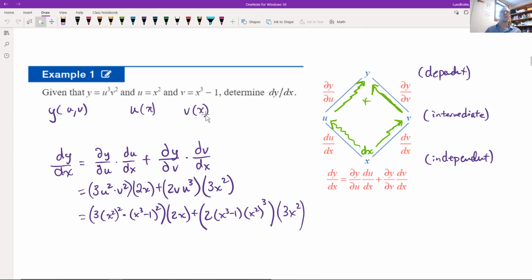And here again, x is our input variable. You might want to view these intermediate functions u and v as a vector. So if I was going to make a vector function, we could even call it r of x, because x is our input variable, where x squared is your u component, and x cubed minus 1 is your v component.